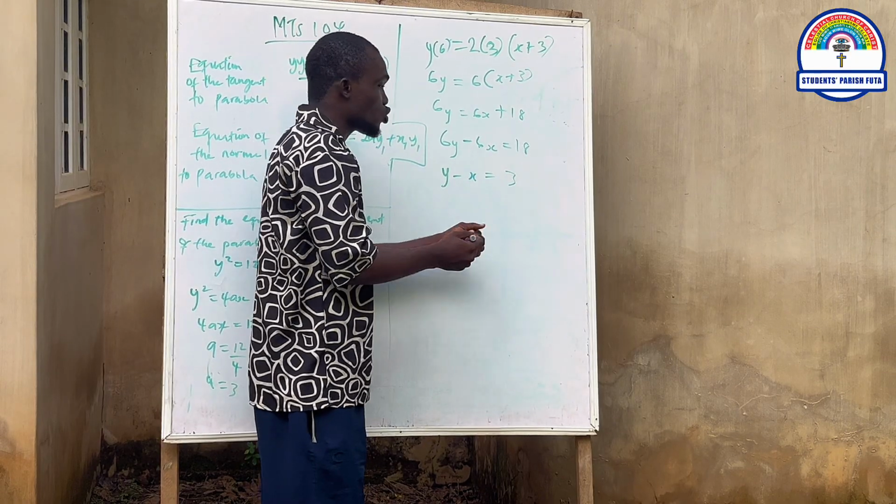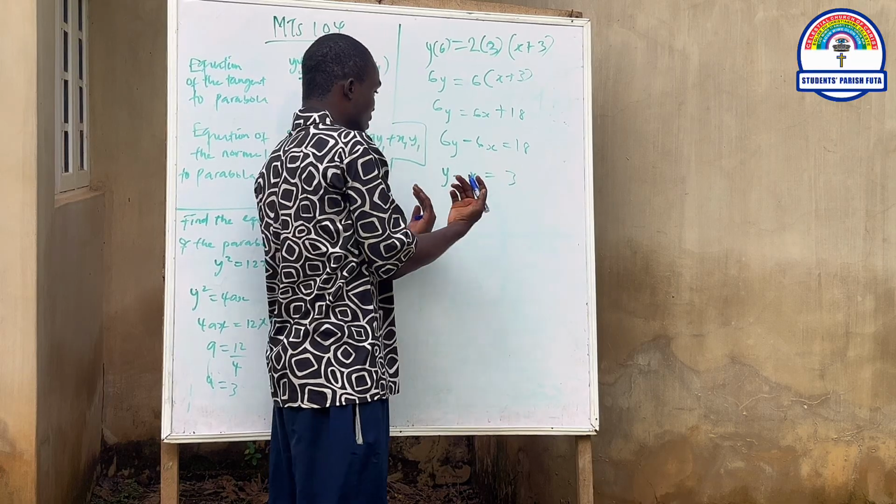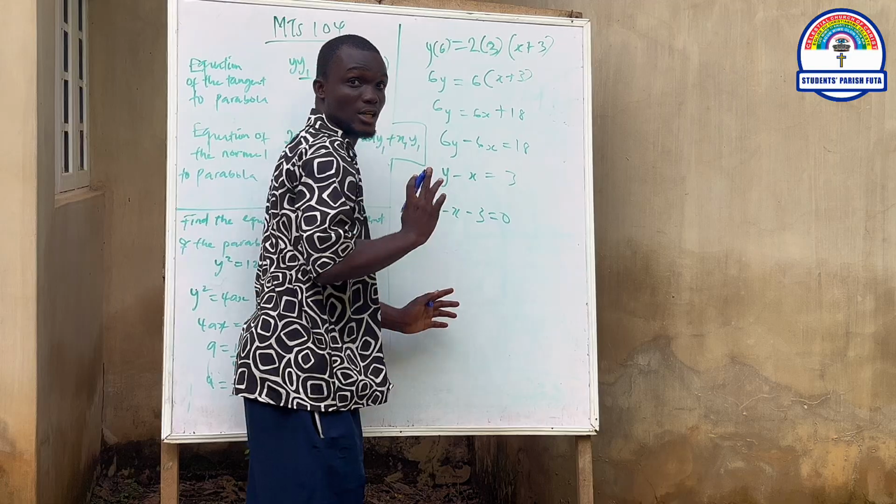And again, it can also be equated to 0. So which means that this 3, the constant, will come to the left hand side. So we have y minus x minus 3 is equal to 0.